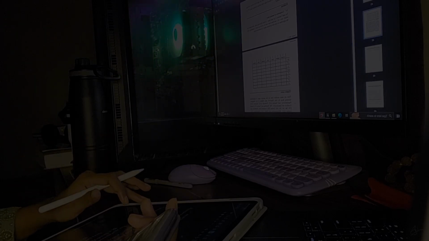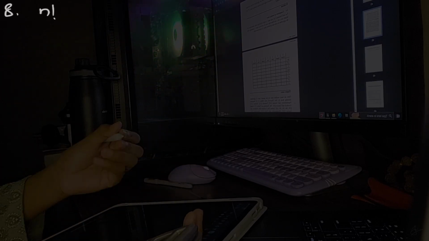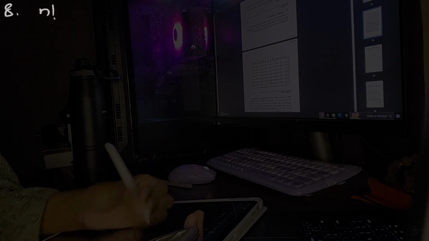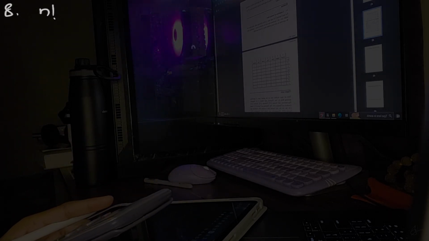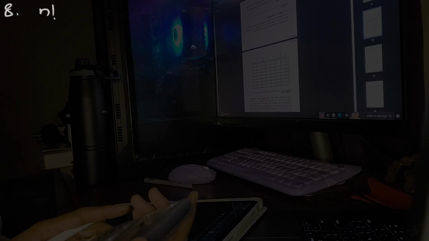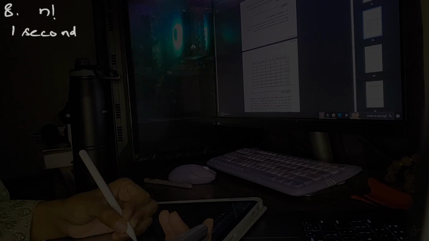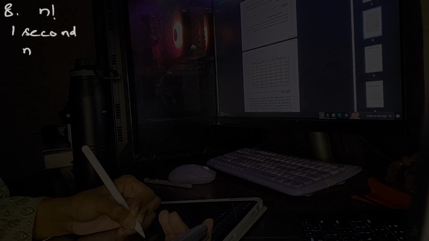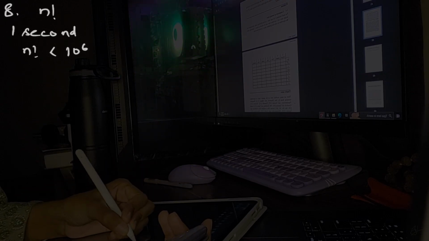Now, without doing any more buck, let's move to the next and the last question. N factorial. Okay, so now n factorial, we'll solve for 1 second. Now my n factorial should be less than 10 to the power of 6.